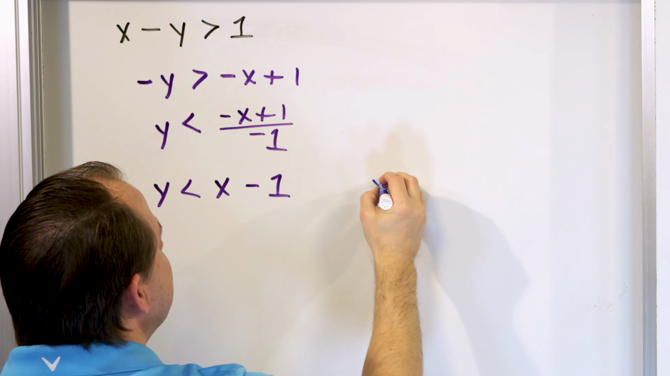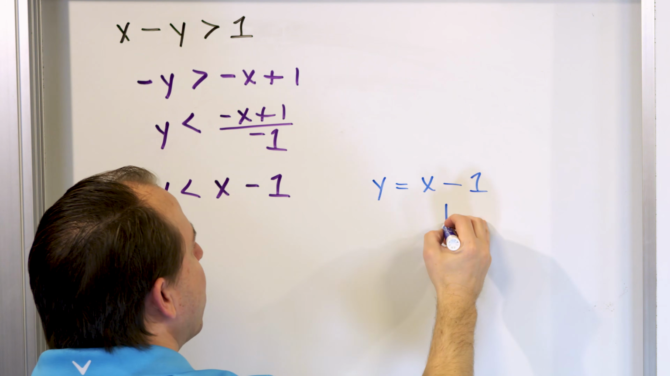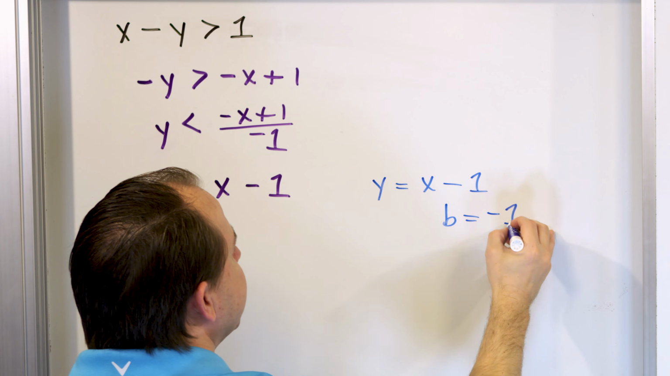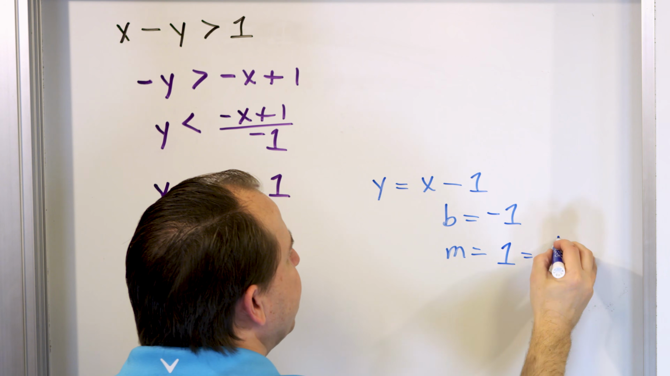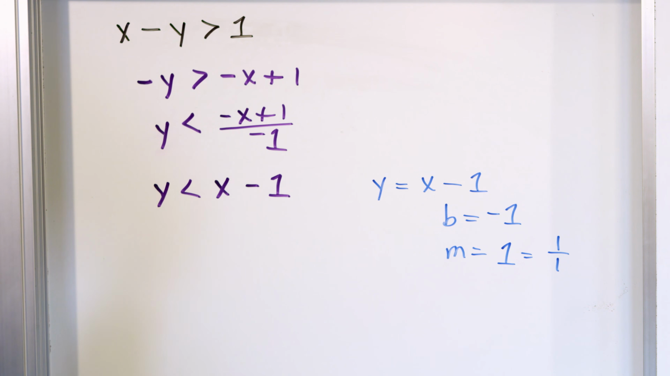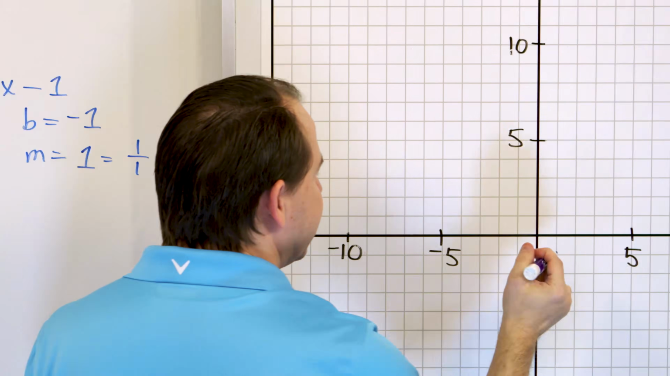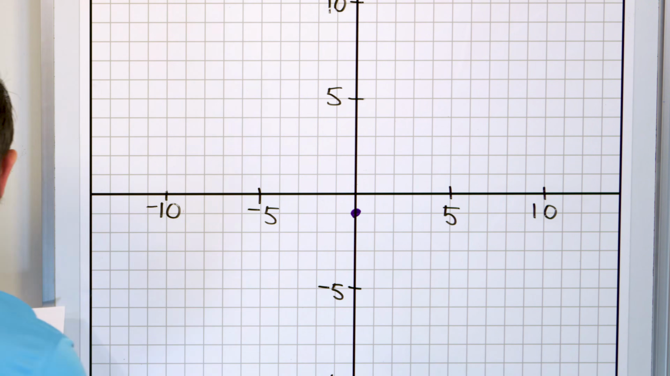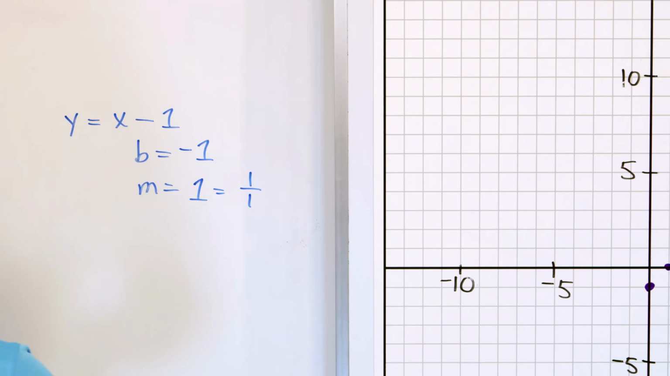The corresponding line would just be y = x minus 1, which you know has a y-intercept of negative 1 and a slope of whatever is in front of x here, which is just 1, which you can write as 1 over 1, right? So then we go over here and we say, well, the y-intercept is negative 1, so we'll put a dot down here. And the rise over run is just 1 over 1. So from that point, we go up 1 over 1, which is this guy, and then we will draw our line.